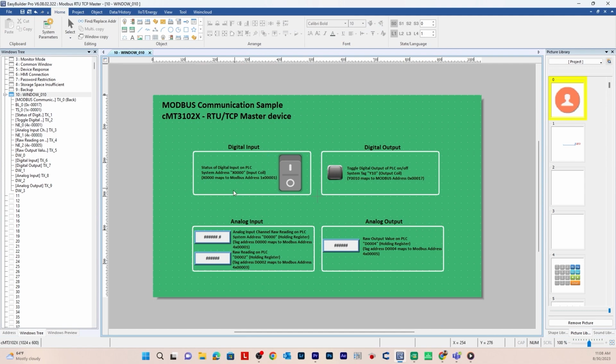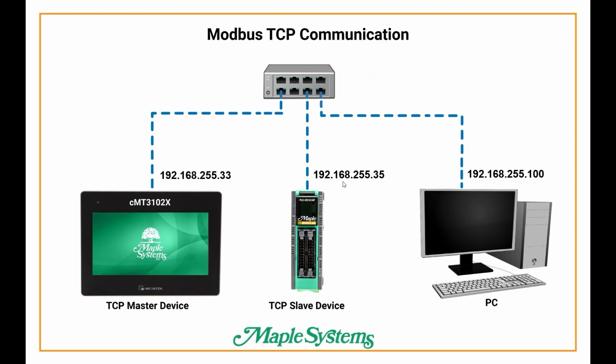Next, I'm going to cover Modbus TCP configuration, and here is a network configuration for Modbus TCP communication. The PLC is the TCP slave device, the CMT is the TCP master device, and here is your PC. All three devices are going into an Ethernet switch, and they all have different IP addresses, but are using the same subnet, but the last octet is different. So that subnet is 255, and the last octet for the CMT is 33, the PLC is 35, and the PC is 100. You can also view this diagram on the How to Connect Your Maple PLC and Maple HMI using Modbus RTU and TCP Communications tutorial page on the Maple Systems website.